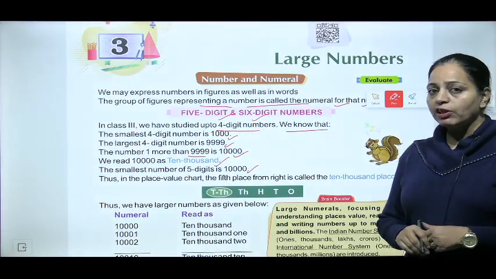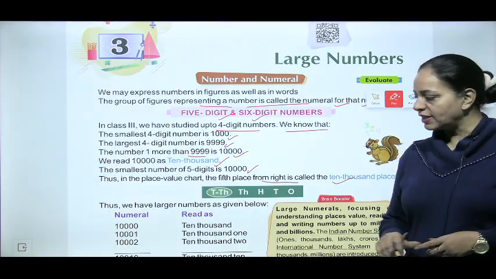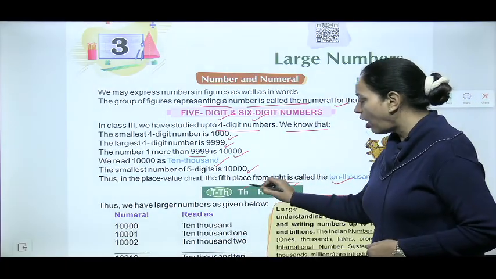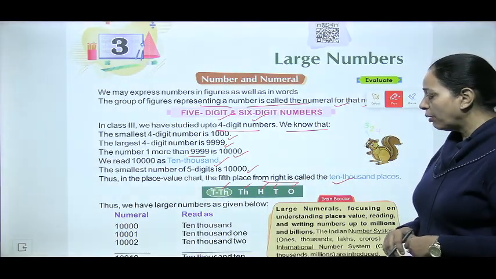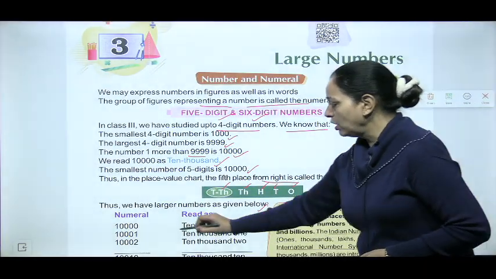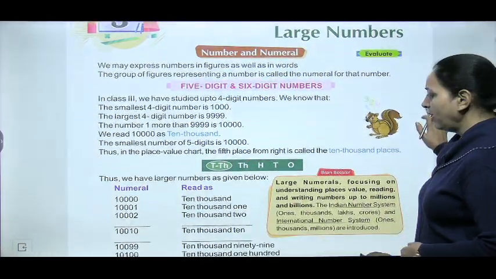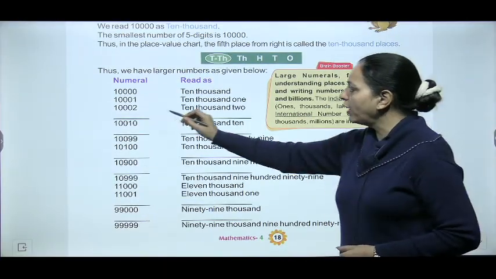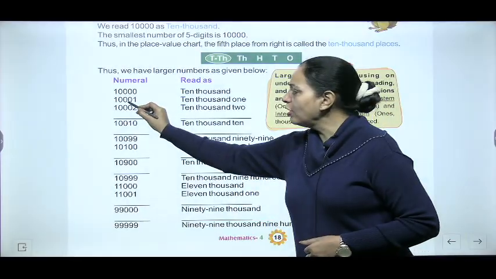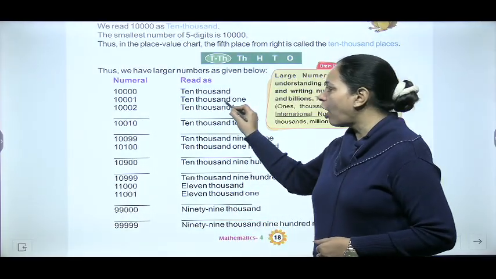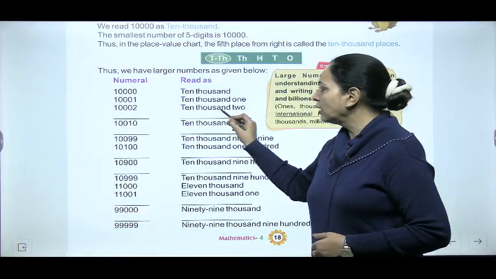And thus in the place value chart, the 5th place from the right is called the 10,000 place. So ones, tens, hundreds, thousands, 10,000. So we have larger numbers as given below. So these are numerals, and how can we read them? So see here. This is 10,000. Then 10,001. Then 10,002.